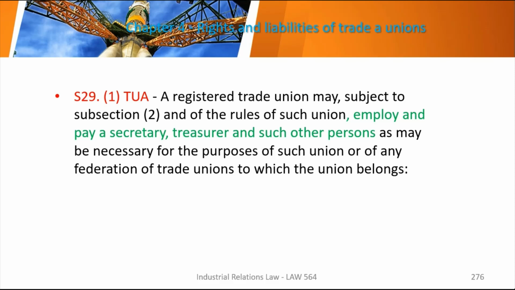Okay, we have here Section 29, Trade Union Act. Obviously, in order for them to run their activities as a union, they can actually employ and pay a secretary, treasurer, and other persons in order for these people to do their job. Yeah? So, as a company, they should have the staff in order to run the company. The same goes for the trade union. They have people that need to be employed in order to run the trade union.